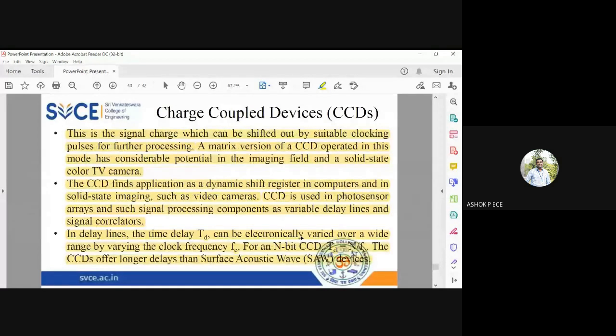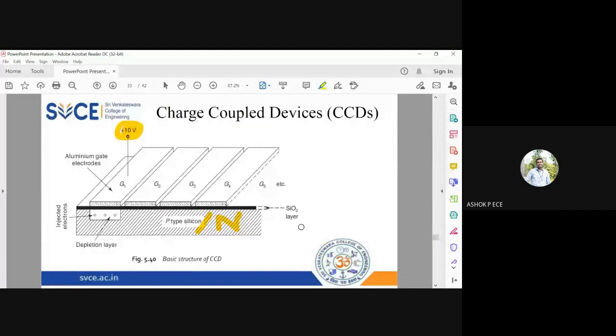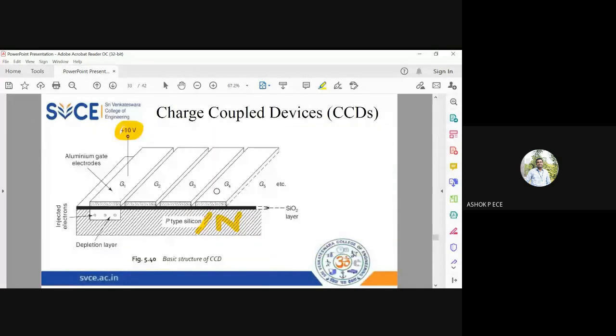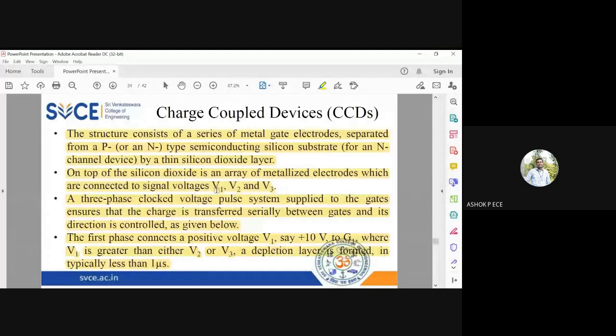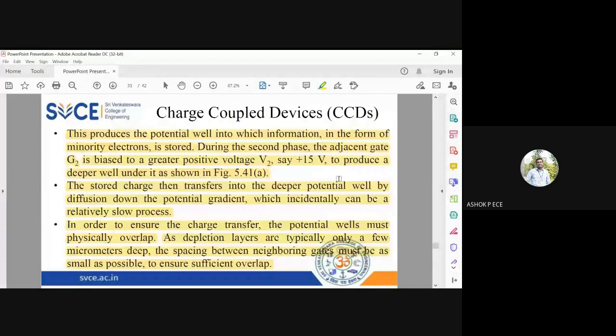Charge coupled devices are basically a form of CTD. CTD is a charge transfer device. Two types of charge transfer device we have, CCD and BBD. We have only CCD in our syllabus, charge coupled device. We studied the basic structure of CCD, how it is constructed, and by applying voltage, we have seen how charges are periodically transferred from one potential well to another potential well.